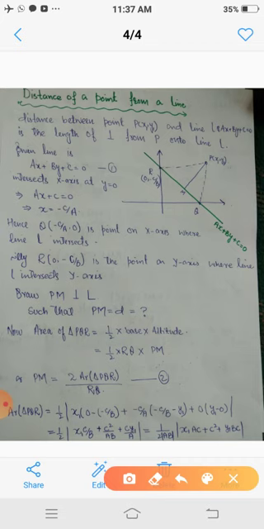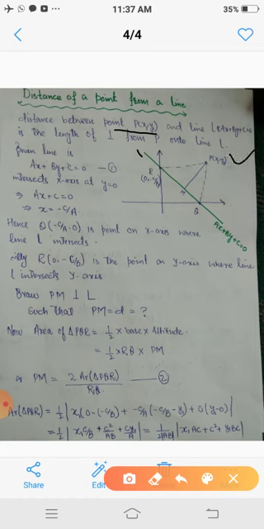Today we are going to discuss how to find the distance between a point and a straight line. Let P(x1, y1) be a point with coordinates x1, y1, and we have a line in general form, ax + by + c = 0. That is, we have this line and this fixed point P(x1, y1).